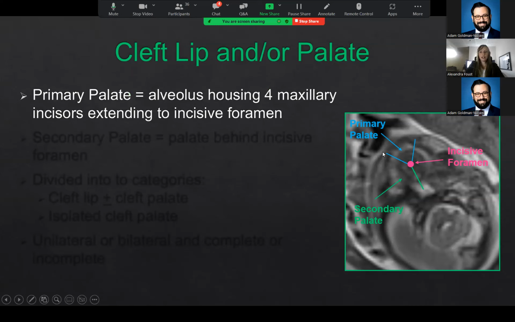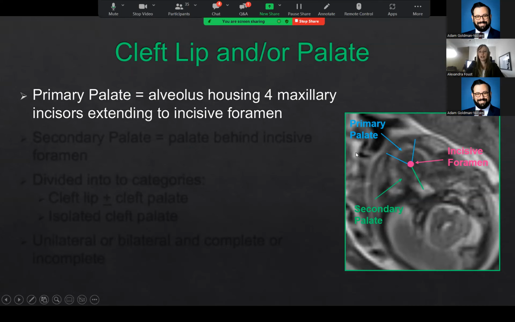So the primary palate is going to be this triangular shape. It's formed between the anterior aspect of the maxilla, between the two lateral incisors, and it forms back in a triangle to the level of the incisive foramen. So the four maxillary incisors are the only teeth that are in that primary palate. And the secondary palate is both the hard palate and the soft palate that are behind the incisive foramen.